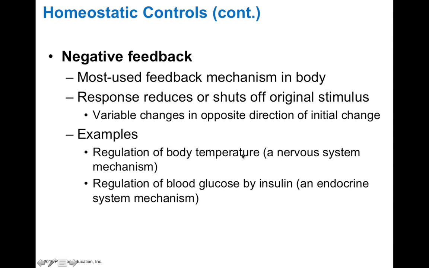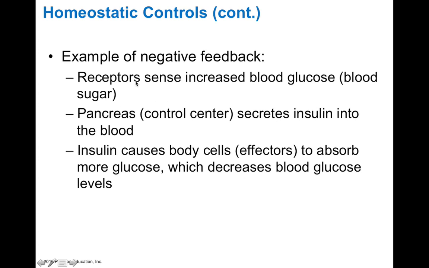So therefore, if your body temperature is getting colder, negative feedback would help to warm your body up. And examples of this, again, body temperature, even blood glucose. So for instance, if your blood glucose or blood sugar gets too high, your body can release a hormone, insulin, which helps to reduce your blood sugar and prevents it from getting too high. We call this negative feedback because it helps to reduce or shut off the original stimulus. Now, examples of negative feedback would include things like receptors that can sense blood glucose.